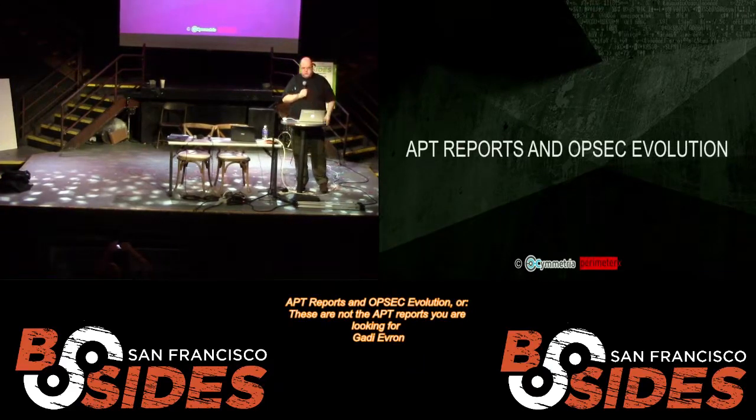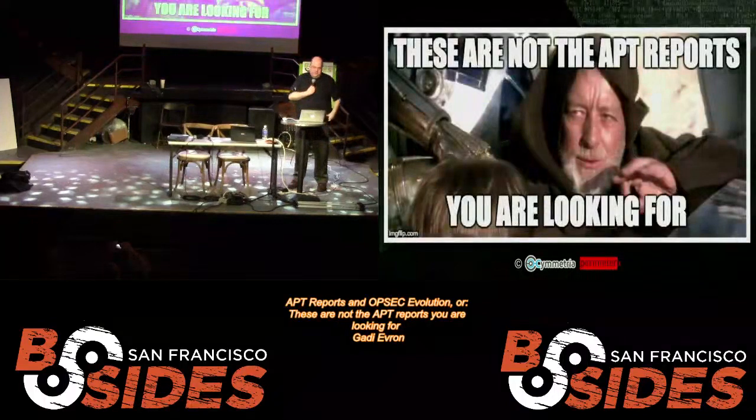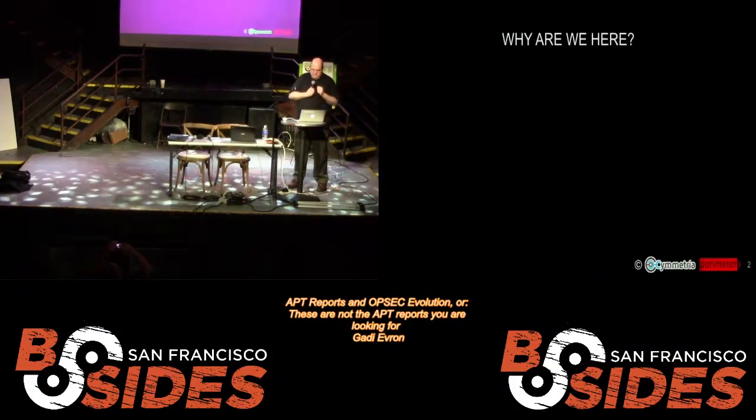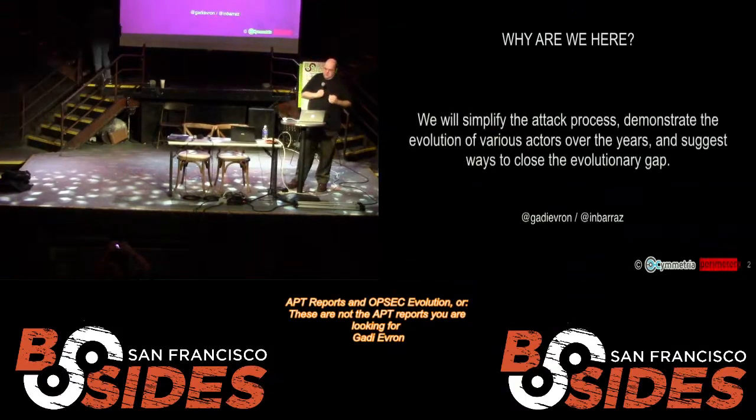So the name of the talk is obviously APT reports and OPSEC evolution, or as we like to call it, these are not the APT reports you're looking for. And the reason for that is we think that most, if not very many, of the APT reports today simply suck. I can use this language. I'm not in a blanket type environment right now. Many of them are good, many of them are not.